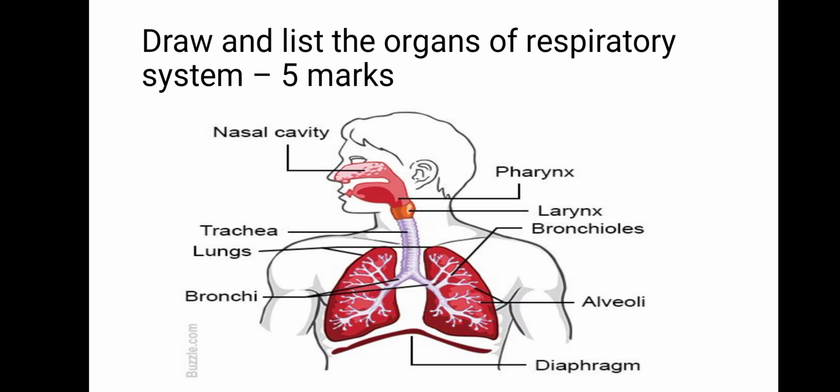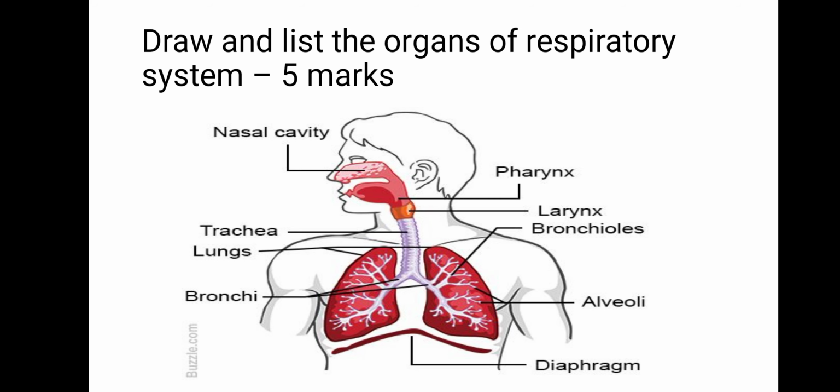Draw and list the organs of respiratory system. The respiratory system consists of specific organs and structures used for gas exchange in humans. Organs of respiratory system: nose and nasal cavity, pharynx, larynx, trachea, 2 bronchi, bronchioles, 2 lungs.